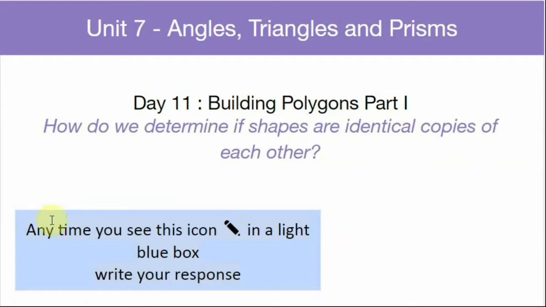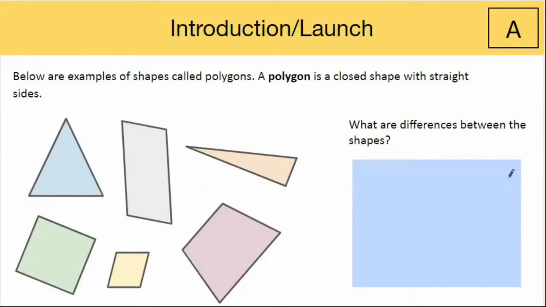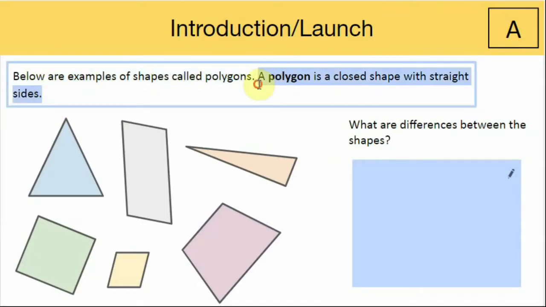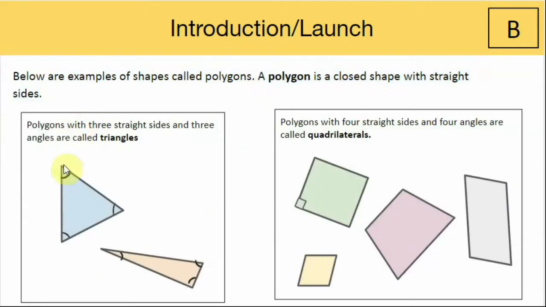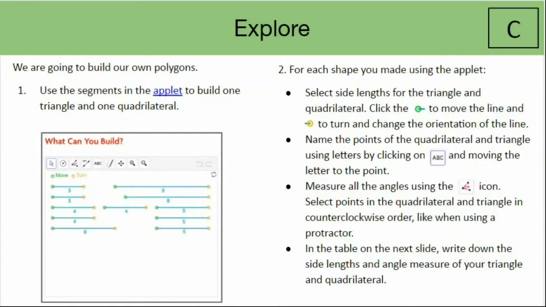Remember, anytime you see this icon in a light blue box, write your response. So far, you've identified differences between these shapes. You've learned that a polygon is a closed shape with straight line segment sides. You have also learned that triangles have 3 sides and quadrilaterals have 4 sides, which brings us to slide C. Now we're going to build our own polygons.